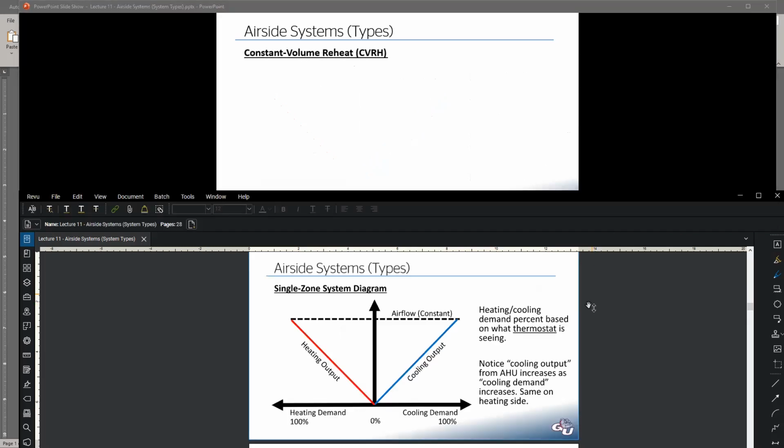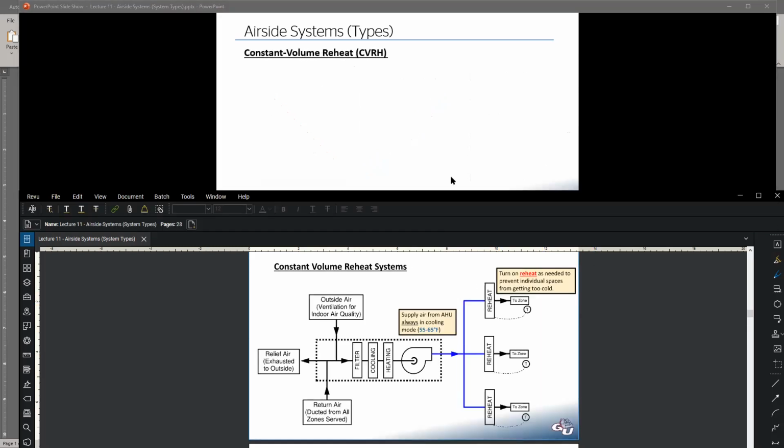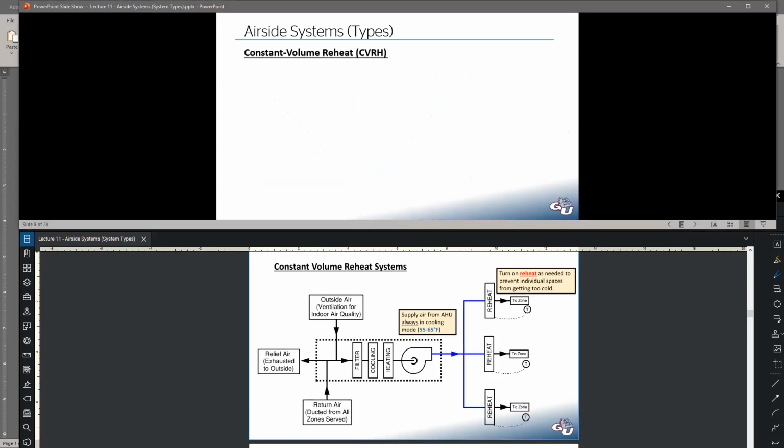The next system is a little more complicated. This is called a constant volume reheat system. One big difference here is this is one central air handling unit that serves multiple zones, and every one of those zones has its own thermostat. So that's a fundamental difference between this and a single zone unit, which is more on a one-to-one basis.